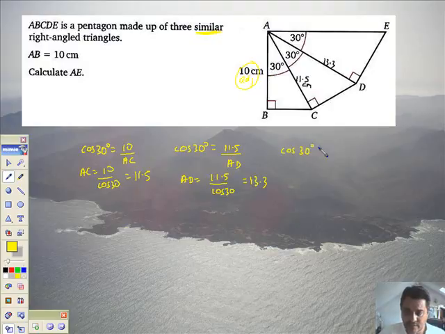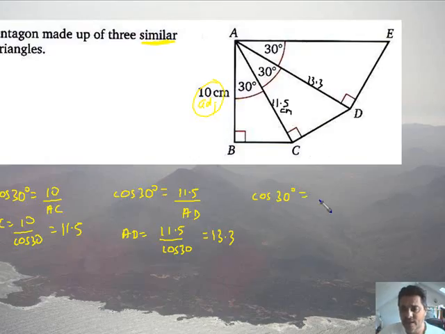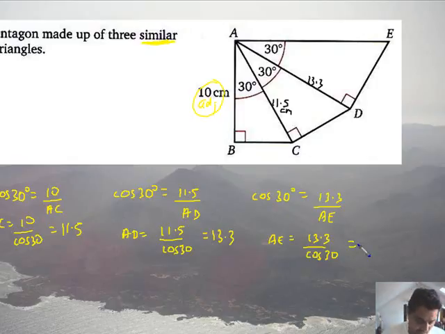The cosine of 30 degrees is defined as the adjacent side, which is 13.3, divided by the hypotenuse side, which is the one we want, AE. Rearrange it. So AE is going to be 13.3 divided by the cosine of 30 degrees. Let's get our answer now. 13.3 divide cos 30, and that gives me 15.35, call it 15.4 to 1dp. 15.4, and these are all in centimeters.